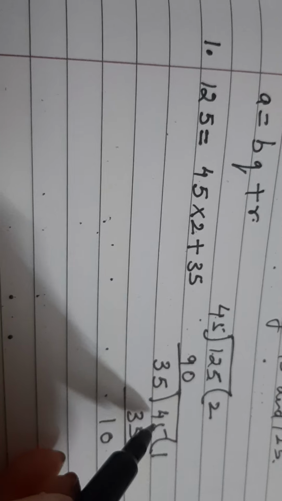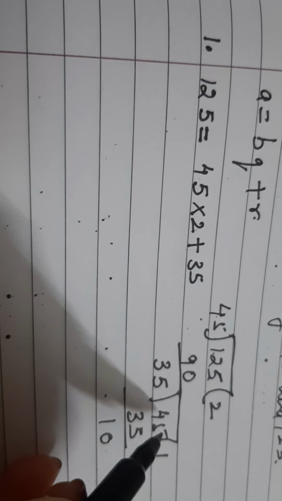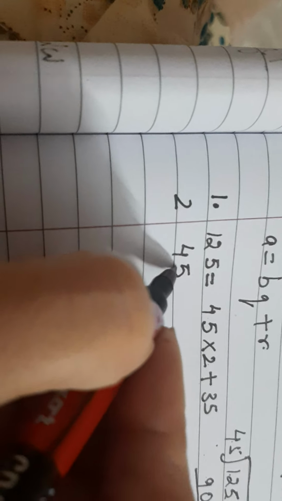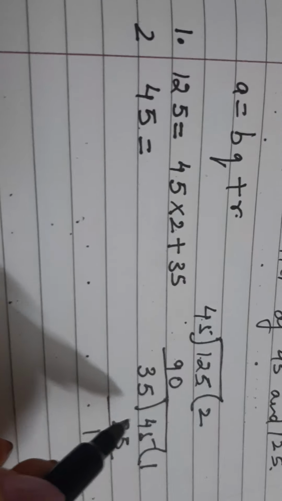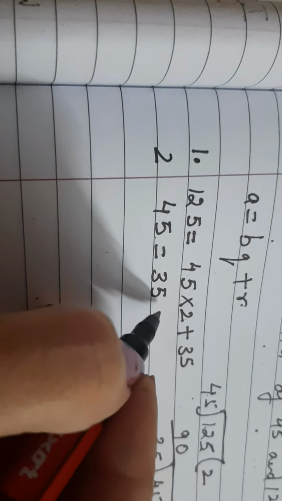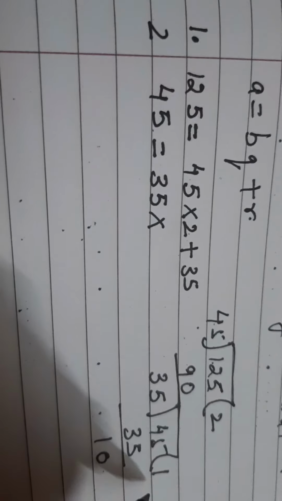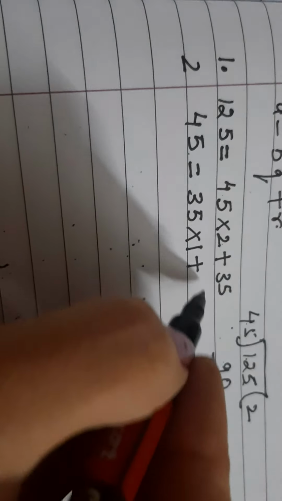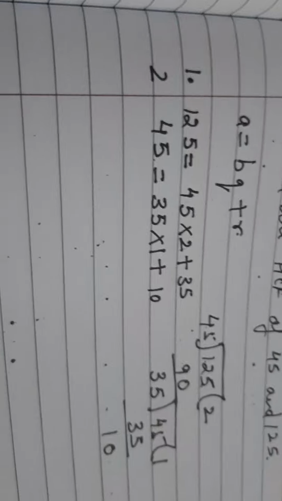Now here what is A? In this second step your A becomes 45. So our second step comes 45 is equals to, what is your B here, divisor? It's a 35. So 35 into, what is our quotient? 1 plus, what is our remainder? 10. So this becomes our second step.